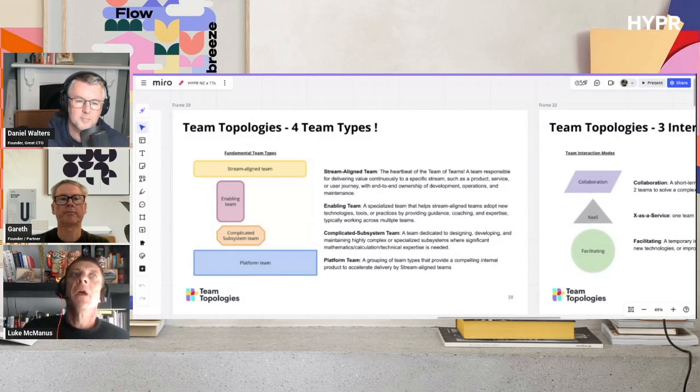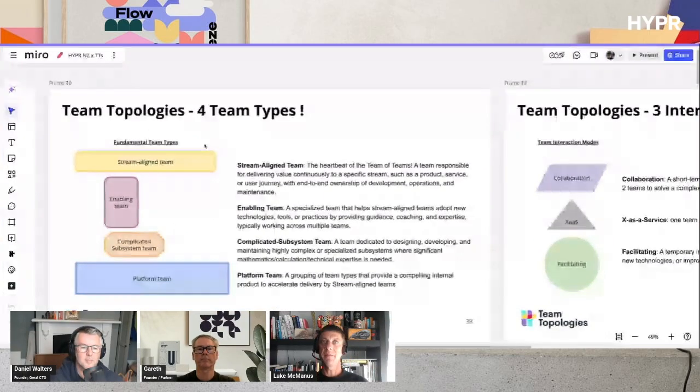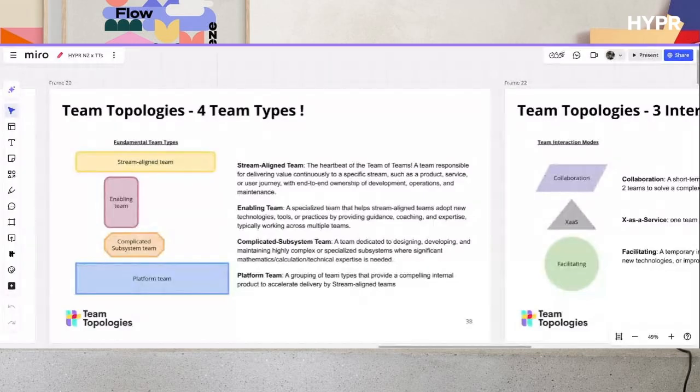Cool. So the probably best-known team is the stream-aligned team. That's a team that's aligned to genuine user or customer value. So we want these guys to be delivering value to their end user, and we want them to have everything they need inside that team in order to deliver value.